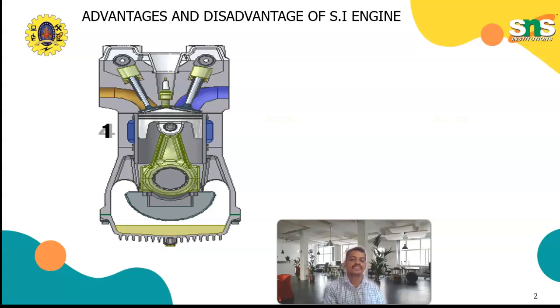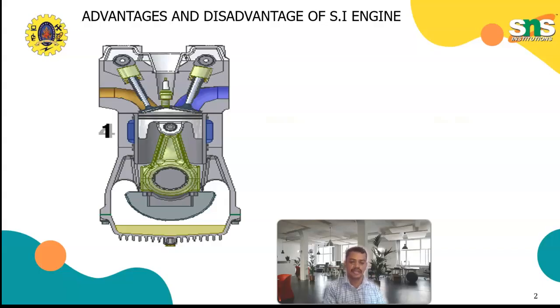First we see fuel efficiency. It has more efficient fuel consumption compared to 2-stroke engines due to complete combustion. Next one is high durability: a longer lifespan because of lower wear and tear. Only one power stroke every two revolutions.